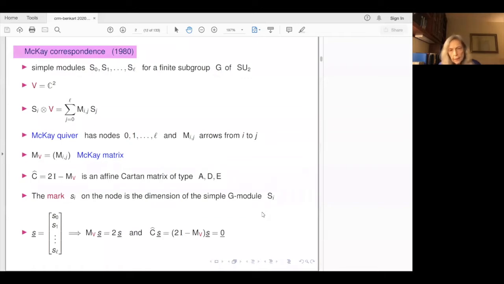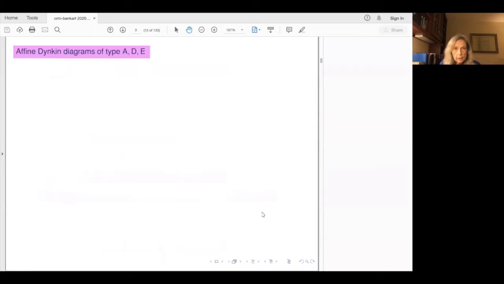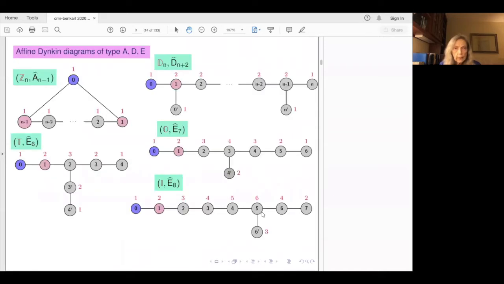Another way to think about it is it's this null vector for the affine Cartan matrix. So the nullity of the affine Cartan matrix is 1, and this vector of dimensions for the group actually spans the null space. So here's the picture. These are the affine Dynkin diagrams of type ADE.